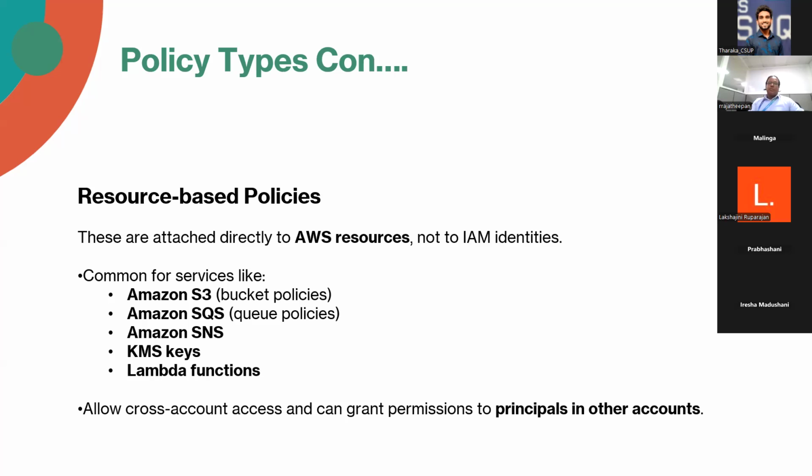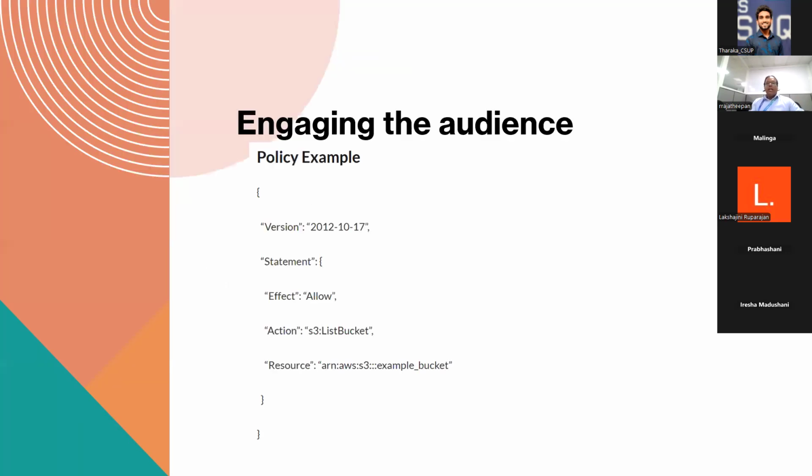And again, coming to resource-based policy. These policies are attached to each and every resource. The most common resources I have mentioned here: S3, SQS, SNS, Lambda function, maybe EC2 instances, IoT devices, something like that, right?